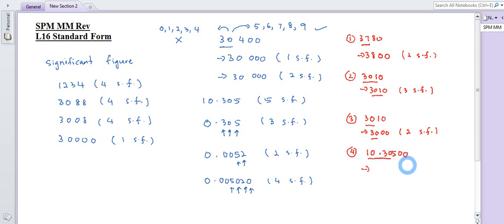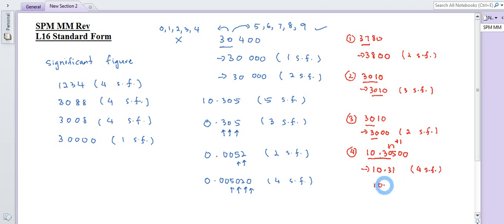Four significant figures. Then I need to look at the number beside the 0. This is 5. I need to add 1. So it becomes 10.31. The rest I cannot replace it by 0. I cannot write a 0 here. So this is four significant figures.